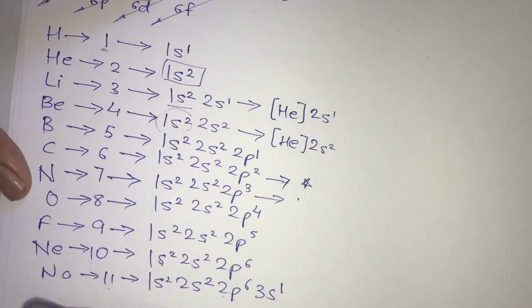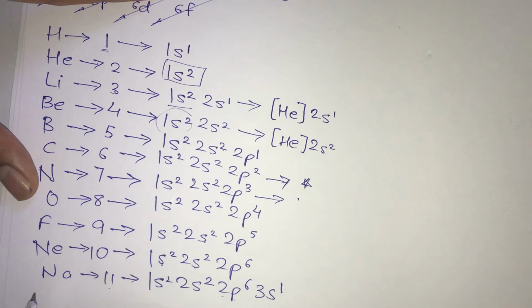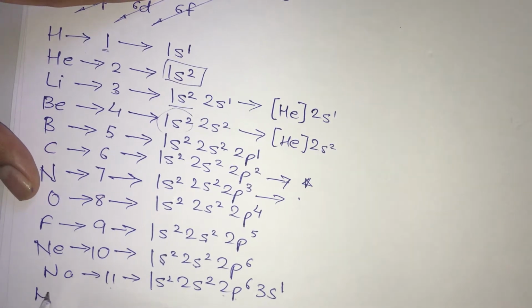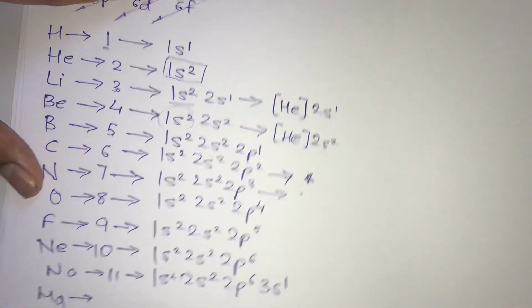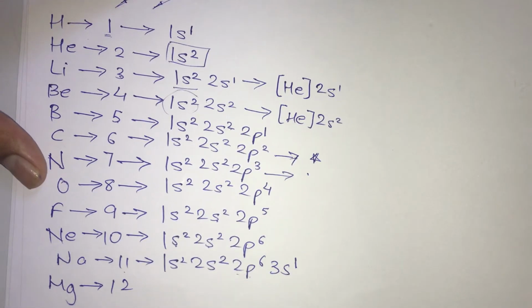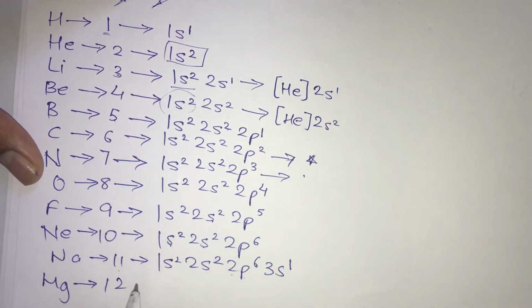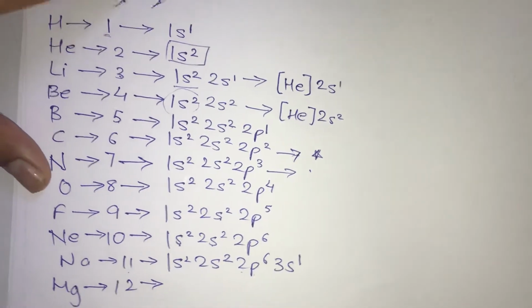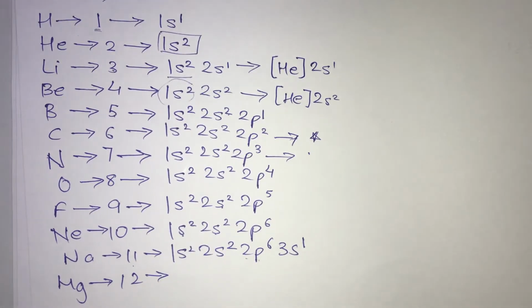Now next one, after sodium comes magnesium. And what is the atomic number of magnesium? You must know that it is 12. Guys, you must learn the atomic numbers by heart, otherwise it is going to be difficult for you. Atomic numbers and atomic mass numbers should be by heart for you all.